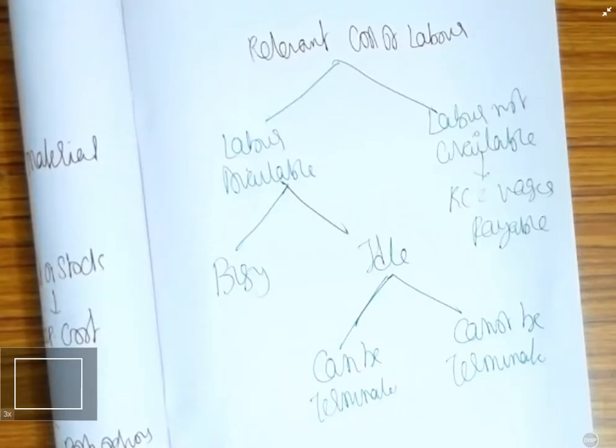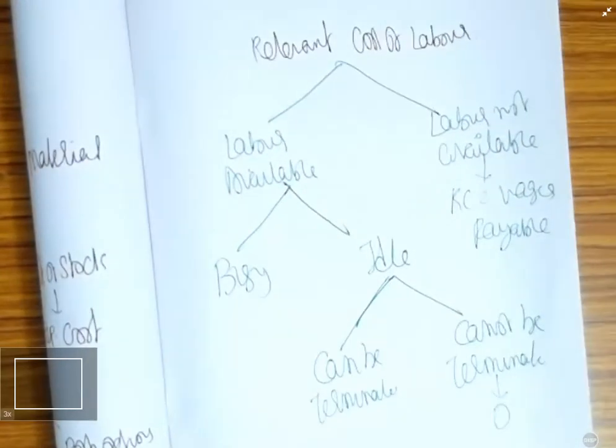First scenario, you cannot terminate them. The new audit comes in: yes or no. If yes, these 4 people will work on the audit. Will you pay them salaries? Okay. If you are not taking up this audit, what will these 4 people do? They will be idle. Will you pay salaries? Yes. So if you cannot terminate them, relevant cost is 0.